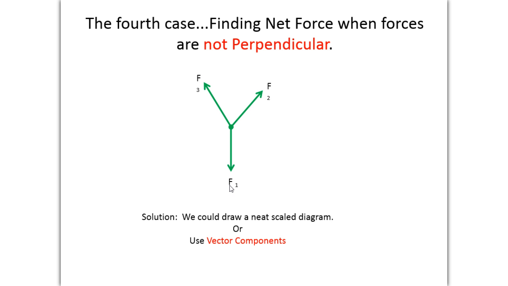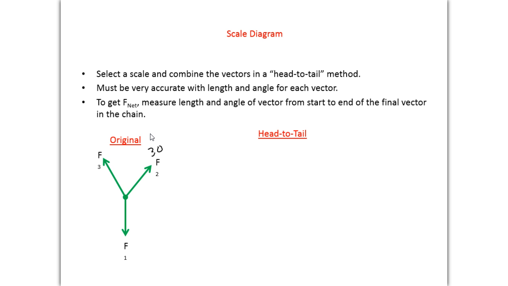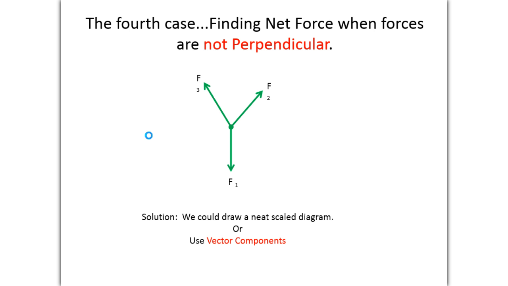So if you consider an object that we have here in the middle, you have three forces acting on it. One pulling it straight down. You have another, F2, pulling it up and towards the right, and F3 up and towards the left. And we'd like to know what's going to be the overall effect here, which direction it is going to go in. So you have two options. You could use a neat scale diagram or use vector components.